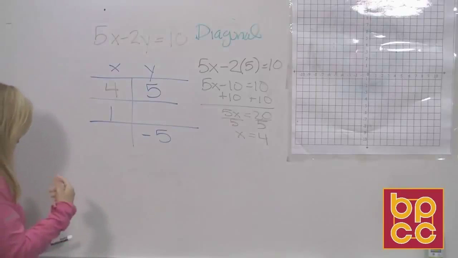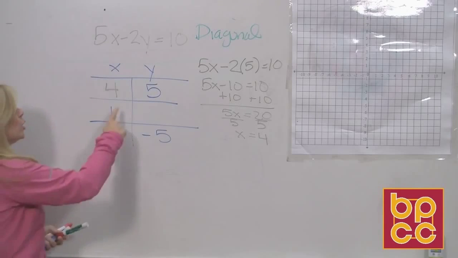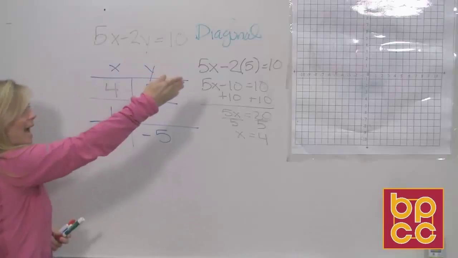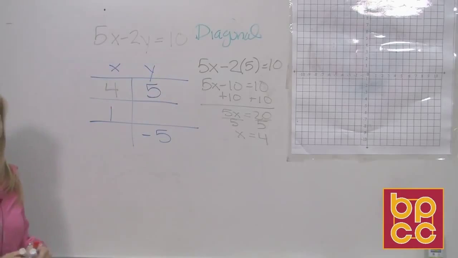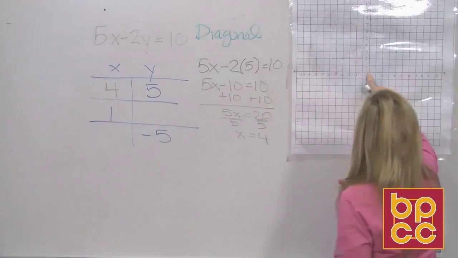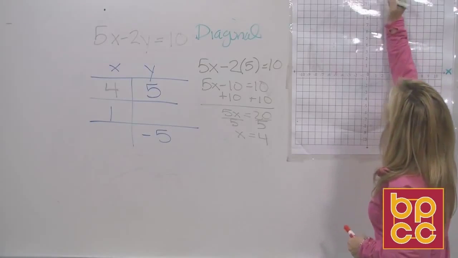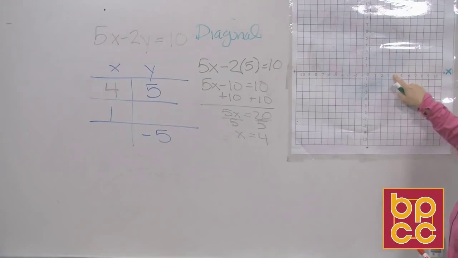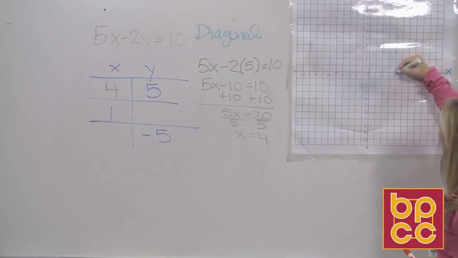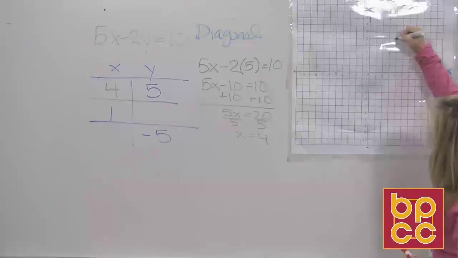What you've done is you've now made an ordered pair. You have an x value and a y value. Now you can go to your graph paper and plot that. So I'll go to x is 4. Let me label my axes here for you. So I'll go to x is 4, and I'll go to y is 5, and there's my first point to plot.